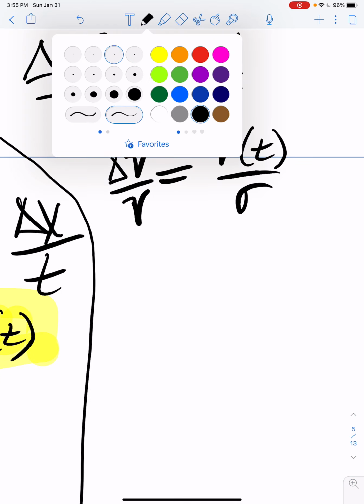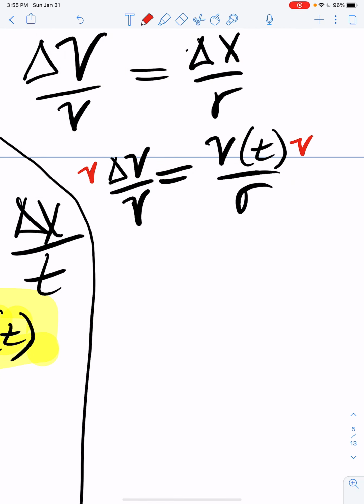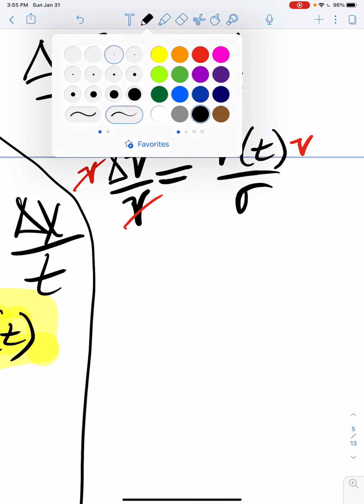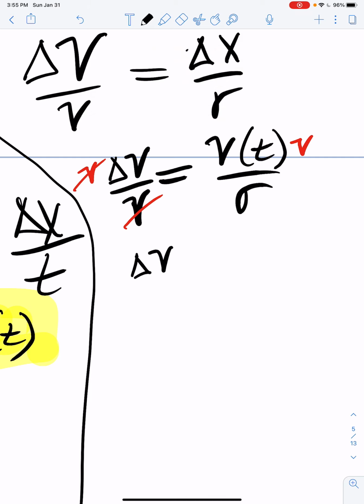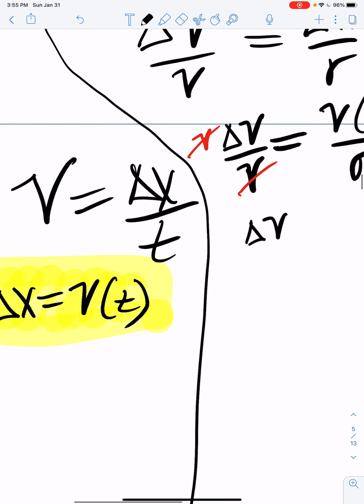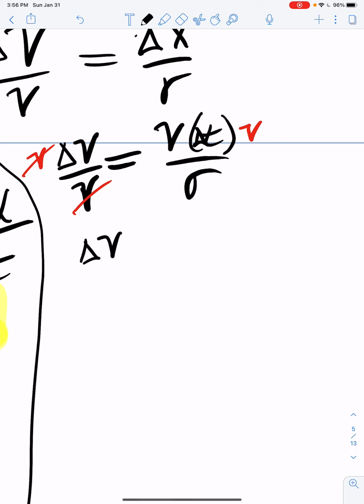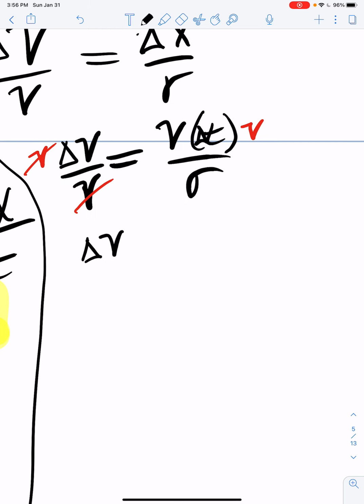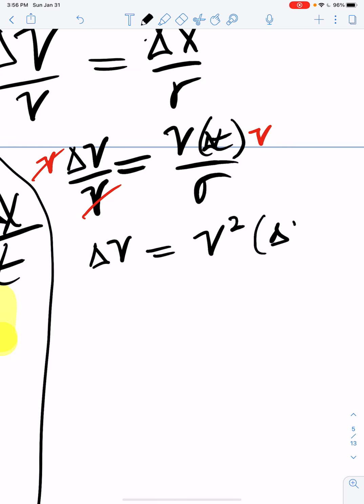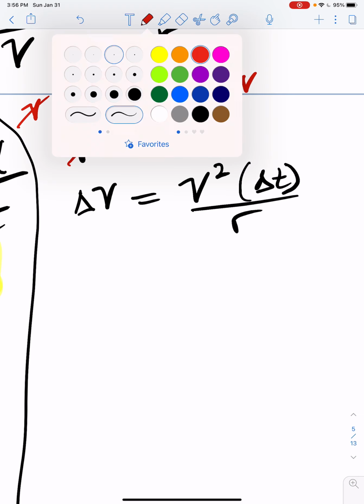Multiply both sides by v, and cancel. Over here, I'm going to have delta v. And why don't I call this t delta t? I can do that. This is actually delta t. That's fine. Let's go ahead and put a delta right there. And rewrite. So we have delta v is equal to v squared times delta t over r. And then divide both sides by delta t.